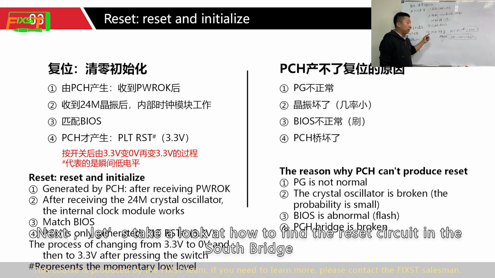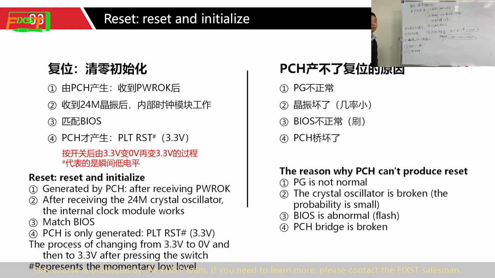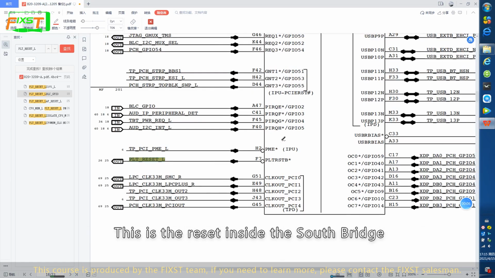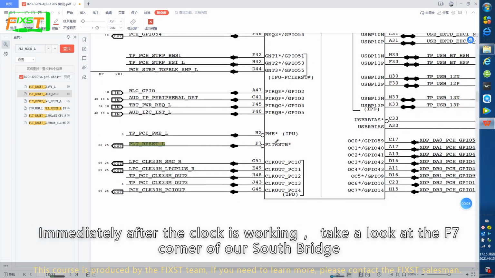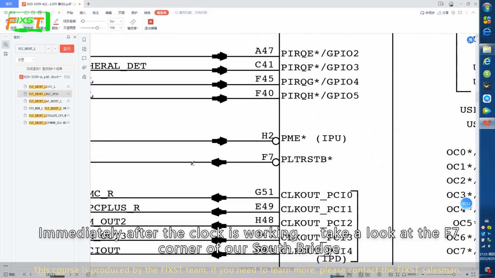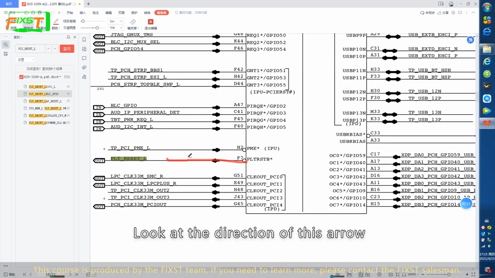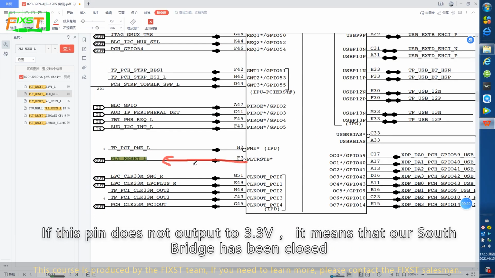Next, let's take a look at how to find the reset circuit in the Southbridge. Let's find the reset in our Southbridge through the circuit diagram. This is the reset inside the Southbridge. Immediately after the clock is working, take a look at the F7 pin of our Southbridge. It will send out a 3.3 volt reset signal. Look at the direction of this arrow. If this pin does not output the 3.3 volt, it means the Southbridge has a problem.